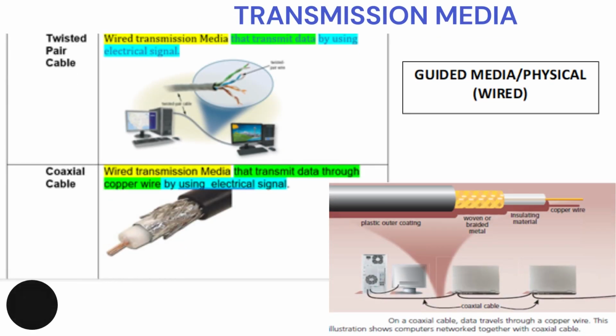Let us have a look at the definition of twisted pair cable. What is a twisted pair cable? It's a wired transmission media. Then what is the function? Transmit data. And you might ask yourself, using what? Twisted pair cable uses electrical signal. Then we move on to the coaxial cable. What is a coaxial cable? It is a wired transmission media. What's the function? Transmit data through copper wire. By using what? It is still using electrical signal, as the twisted pair cable does.